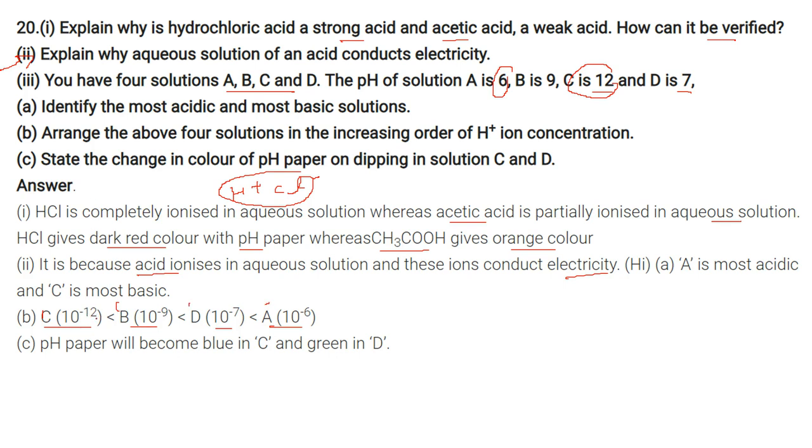Now state the change in color of pH paper on dipping in solution C and D. So C is 12, D is 7. So here pH paper will become blue in case of C and green in case of D.